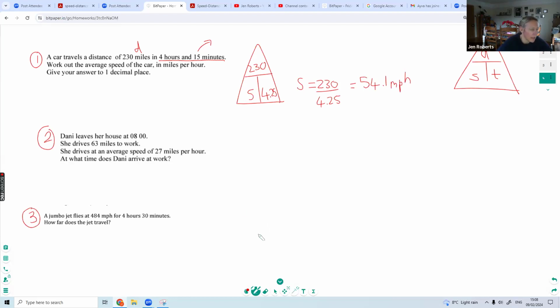Okay, so we've got Danny leaves the house at 8 o'clock. She drives 63 miles to work. So that's our distance. She drives an average speed of 27 miles per hour. That's the speed. At what time does Danny arrive at work? Well, we need to know how long the journey takes first. So our 63 miles is here. Our speed is here. Our time is unknown. We need to divide them, right, to get the time. 63 divided by 27 is 2.3 recurring.